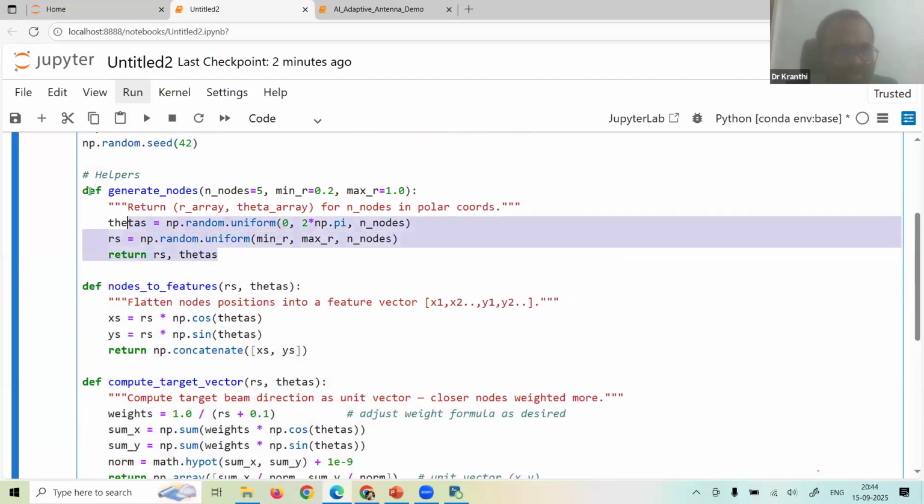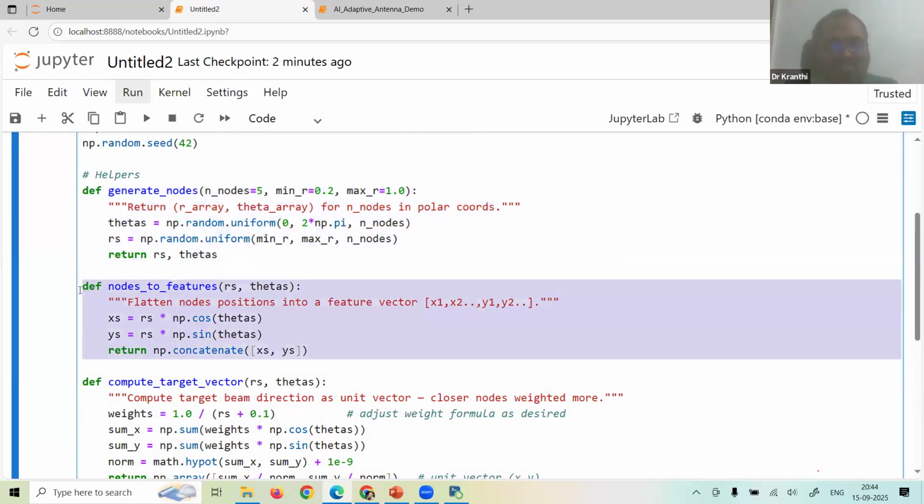This is the highlight point. Here I just take this particular minimum nodes of 5. So here the generate nodes function simulates IoT devices randomly placed in specific places with some regular distances. Here the point of node features: it converts device positions into structured input, a combination of X and Y or different types of coordinates, as I mentioned in the previous section.